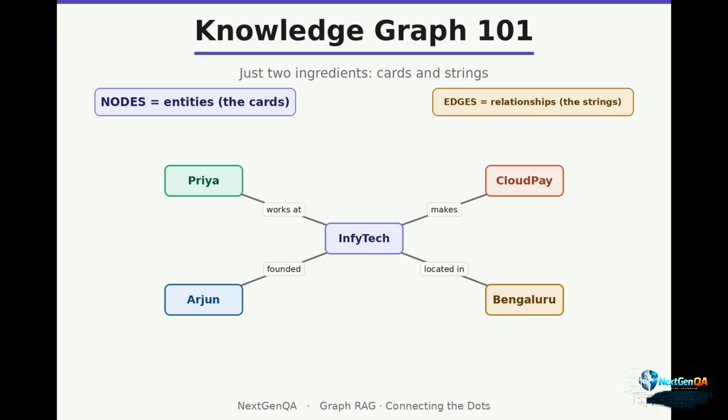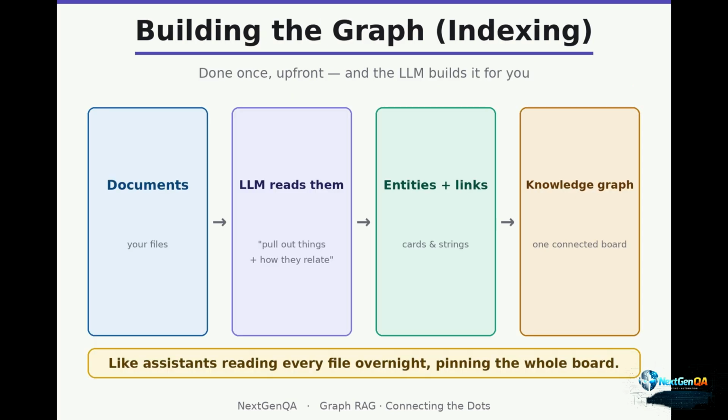Now, where does this board come from? We build it. Building the graph. Building the connection board happens once, upfront, before any questions are asked. This is called the indexing phase. Here is the clever part: we use an LLM to build it for us.